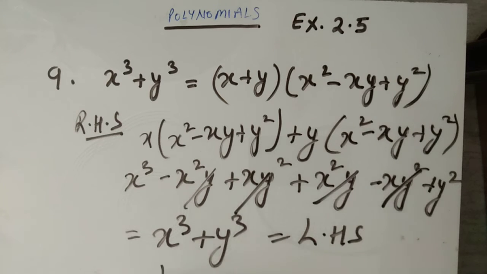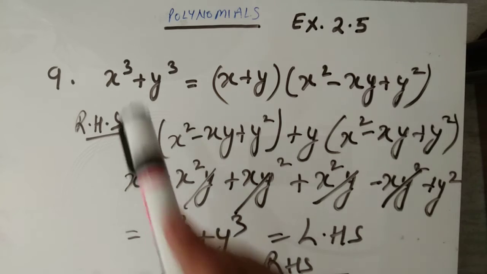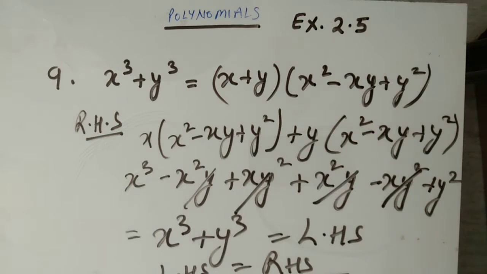So we can say that LHS is equal to RHS. So it is verified. Okay. So now the second part of this question, instead of plus there is a minus sign. So by the same method you can solve this question.